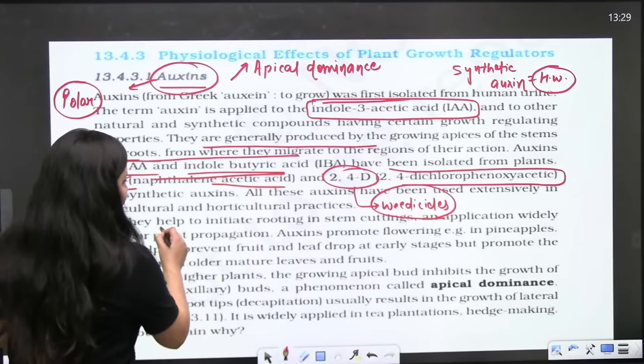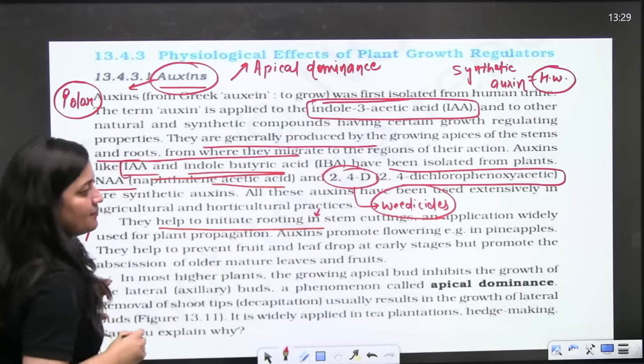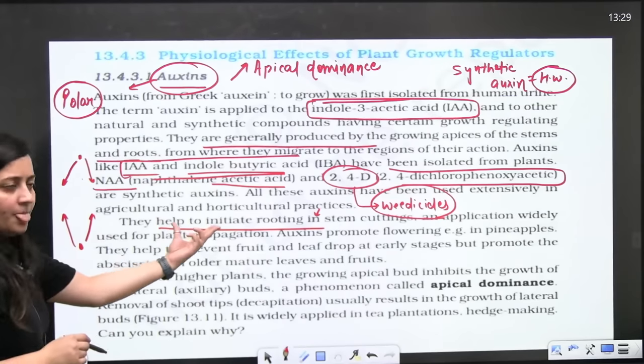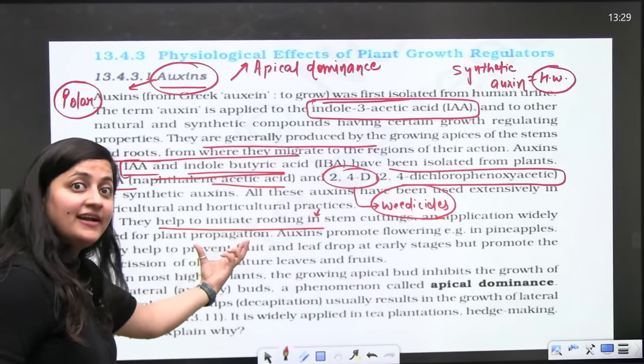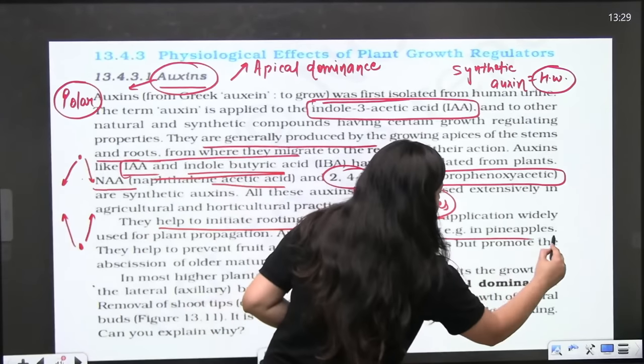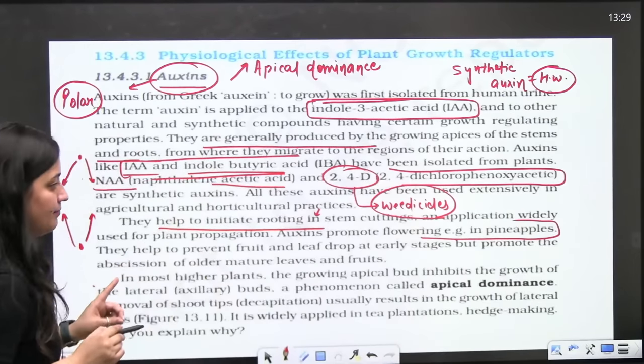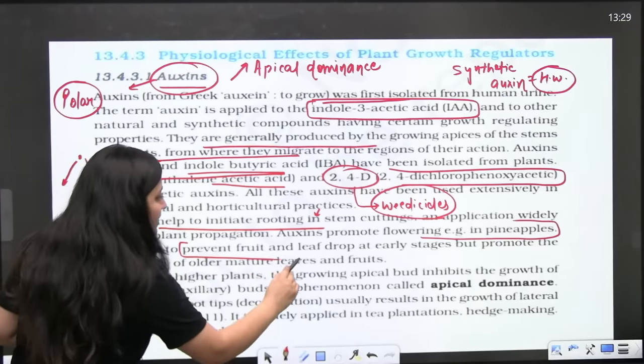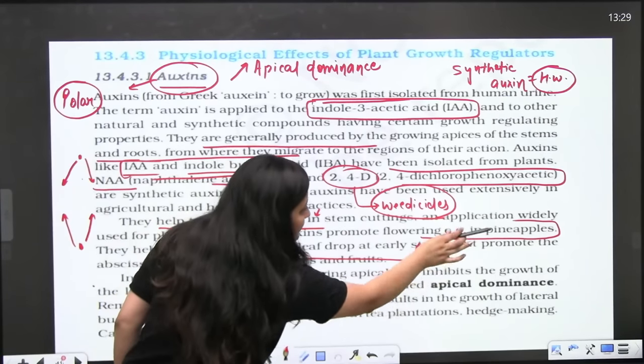So, you know that it will help to initiate rooting in stem cuttings, okay? Rooting in stem cuttings, so that is why it is used in tissue culturing. Even it promotes flowering in pineapple. In pineapple, right? And it will prevent the fruit and leaf drop at early stages.